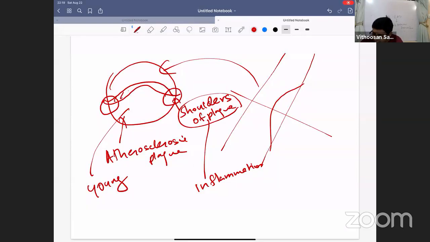Stable angina, there is a nice capsule. Yes, nice capsule. But there is no well-formed capsule. It does not have a nice capsule.